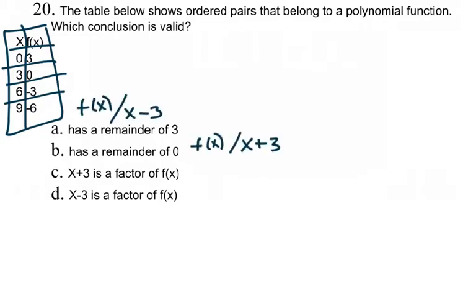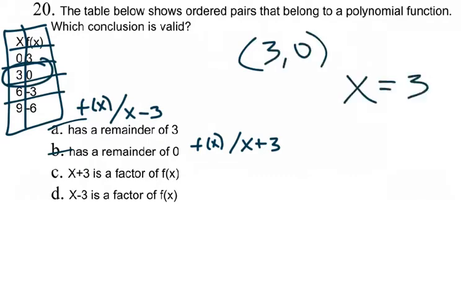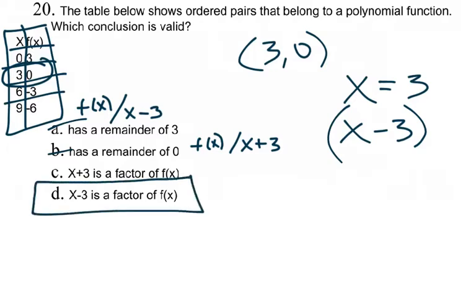Okay, A and B don't make a bit of sense. Alright, so notice, right here, I have 3, 0, meaning that x equals 3 would be an x-intercept. So if I worked backwards, that means that x minus 3 would have been a linear factor. Alright, if that confuses you, go back and watch the video on zeros, linear factors, and multiplicities. That's where that's coming from.